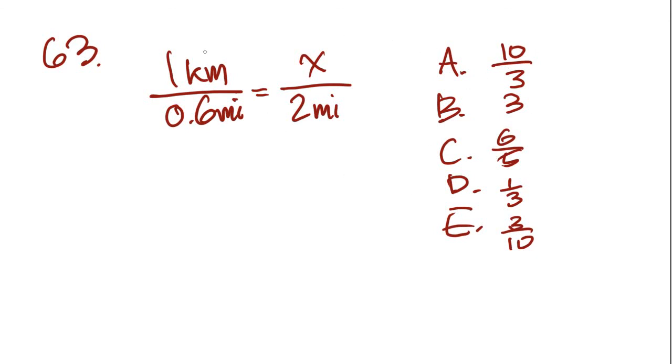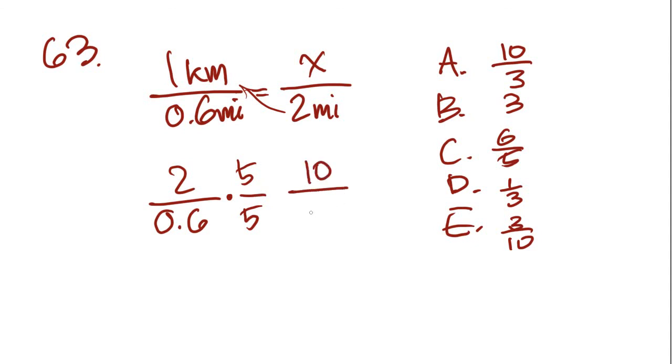So all we have to do is cross multiply and set this up so that it looks like a fraction. In this particular case, we'll start by cross multiplying, and we get 2 over 0.6. What do we do now? Which one does this actually look like? Well, let's see here. We could multiply both the numerator and the denominator by certain numbers. Nice round numbers here. If we multiply by 5 over 5, what do we get? 10 over 3. And that is answer choice A.